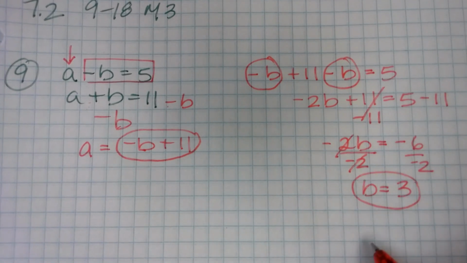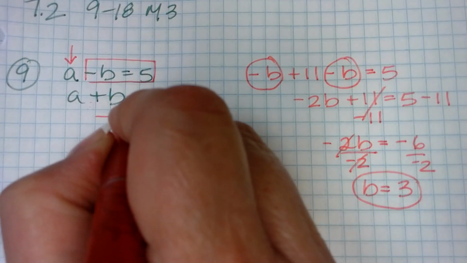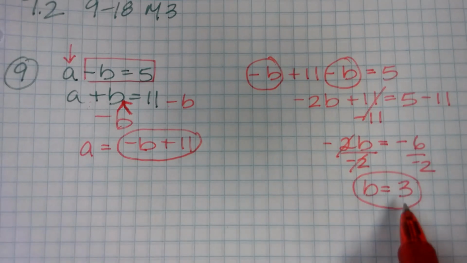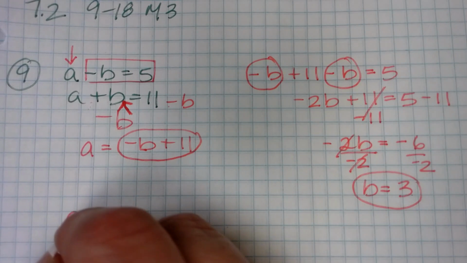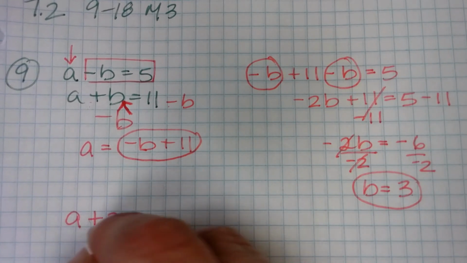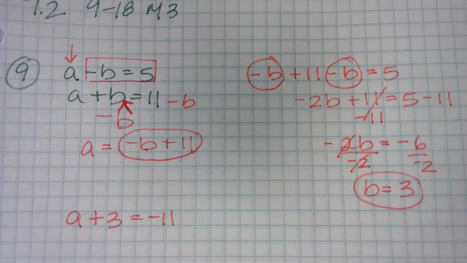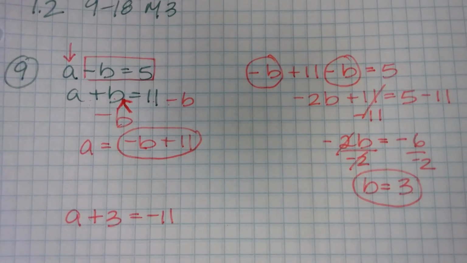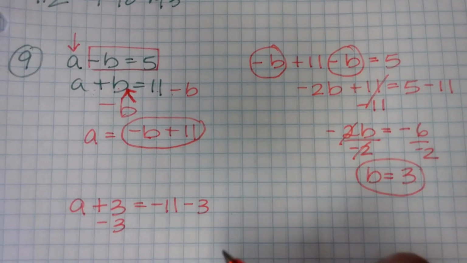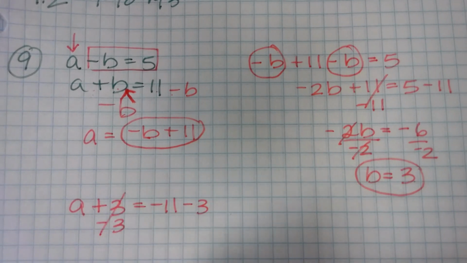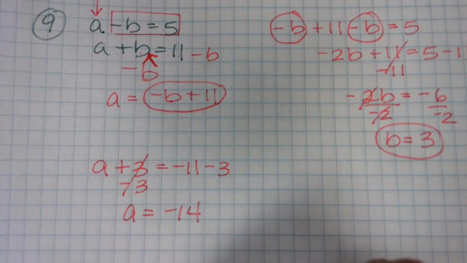So now I'm going to come back to this second problem, and right here where it says B, I'm going to substitute my 3 in and solve for A. So that gives me A plus 3 instead of the B, and then equals 11. Now, again, to solve for A, I'm going to cancel the 3 on this side by subtracting both sides. These cancel out, and A is equal to negative 14.